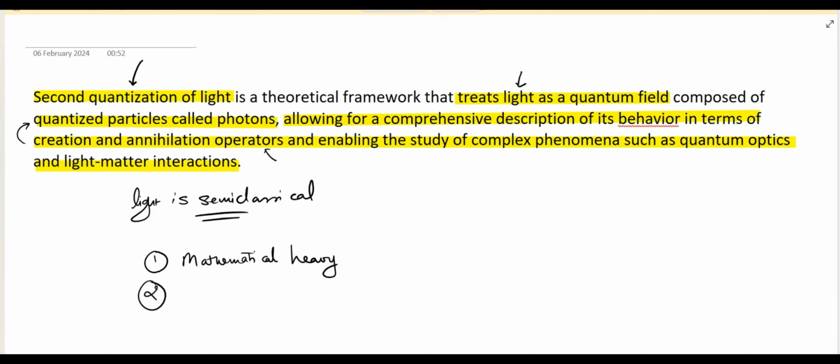Second, we will review second quantization of light in this particular video, which is important for the CVQC using photonic technology. Third, we will understand what creation and annihilation operators are, and what particles and quadratures, etc., are, which are important building blocks for the CVQC operations.